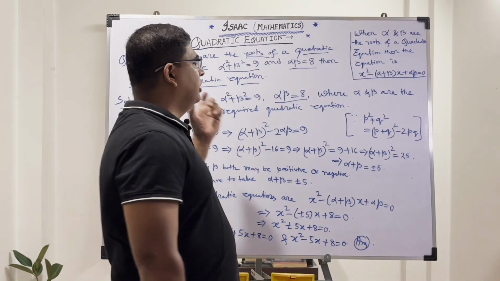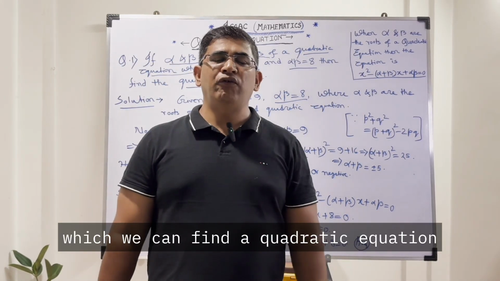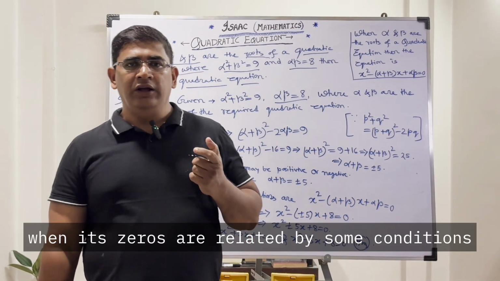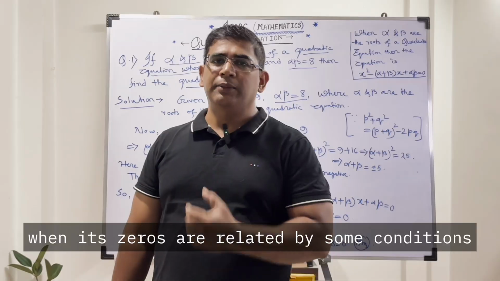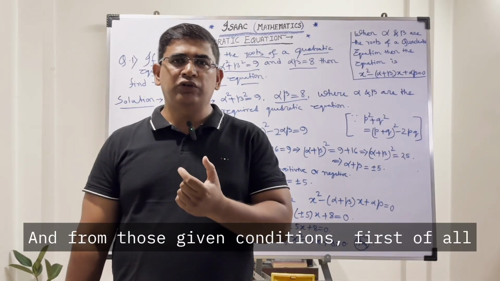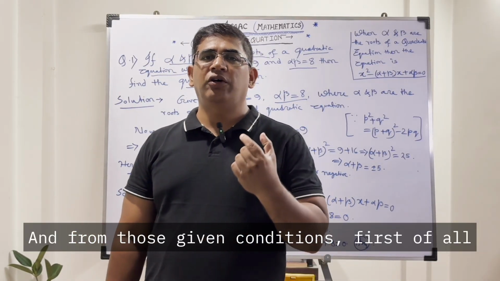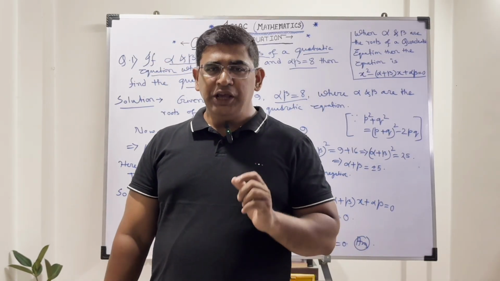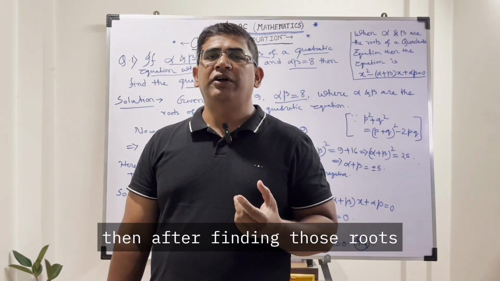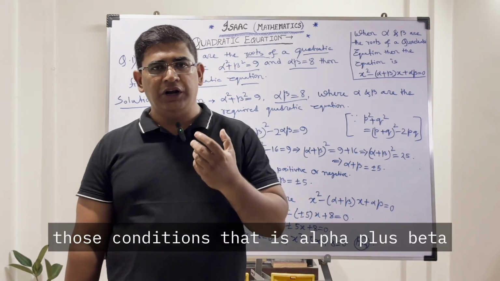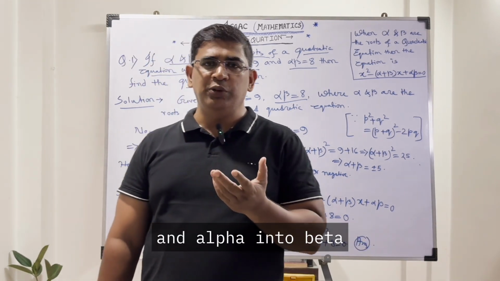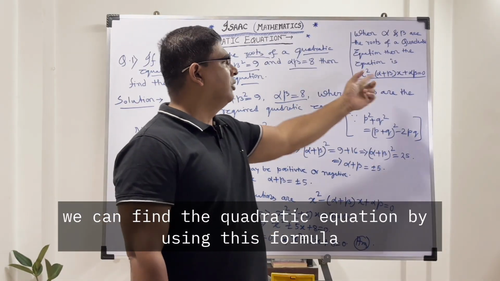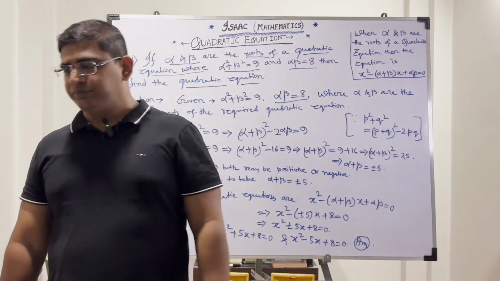So this is the way by which we can find a quadratic equation when its zeros are related by some conditions. From those given conditions, first of all we have to find the sum of the roots and product of the roots, if they are not given. Then after finding alpha plus beta and alpha into beta, we can find the quadratic equation by using this formula.